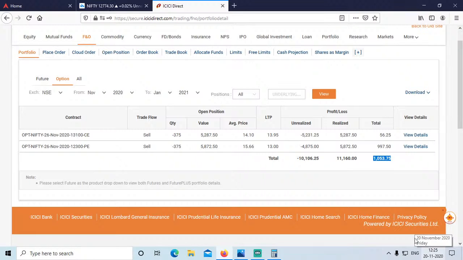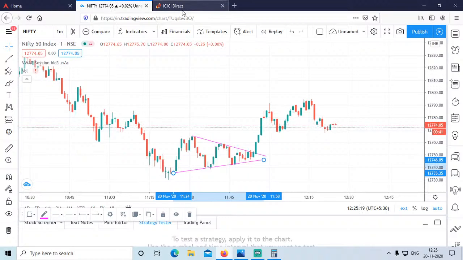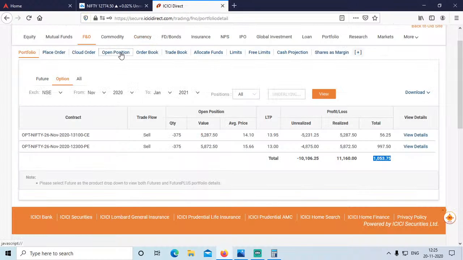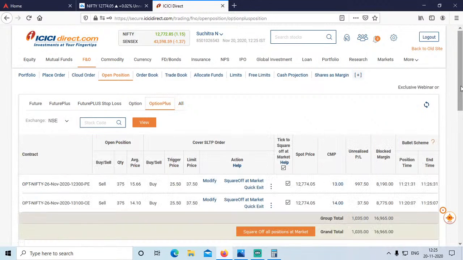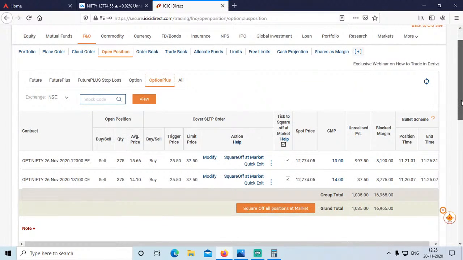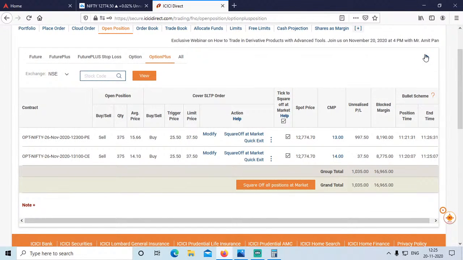Time 12:25. Market is still the same, 12,774. Let's check it in the open position. Our profit is also almost the same, 1035 rupees. From 1000 rupees it got reduced to 997, but now both legs are giving positive.